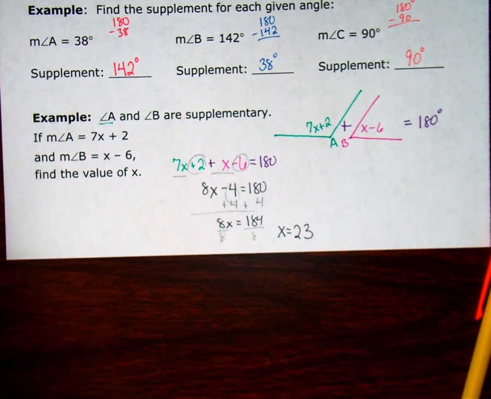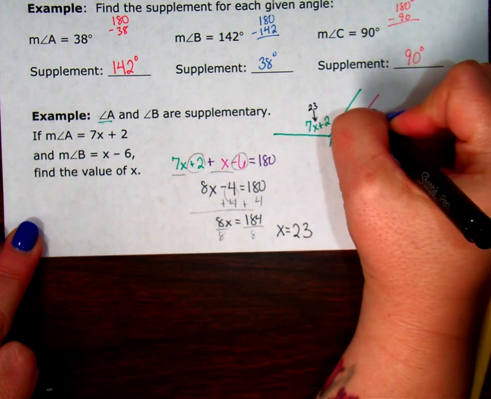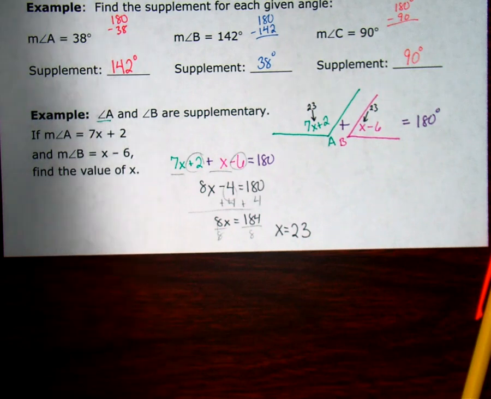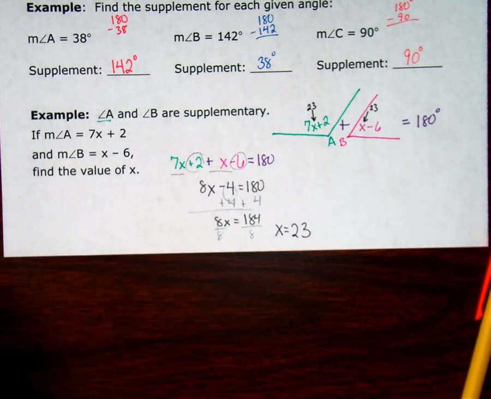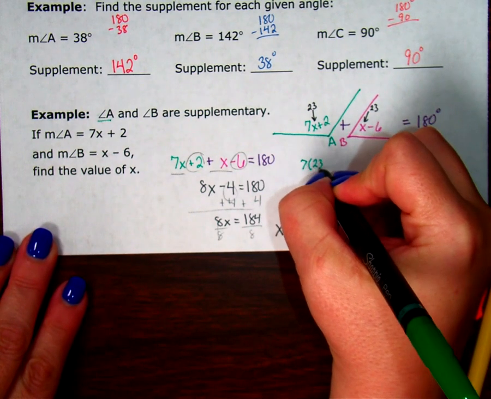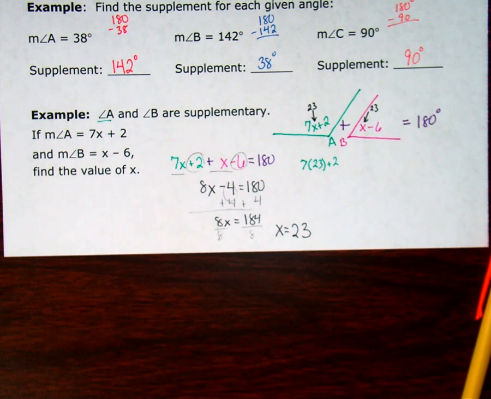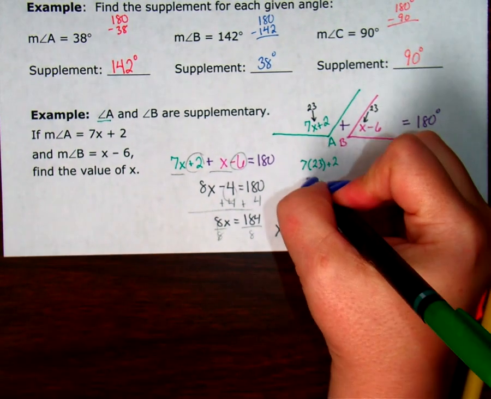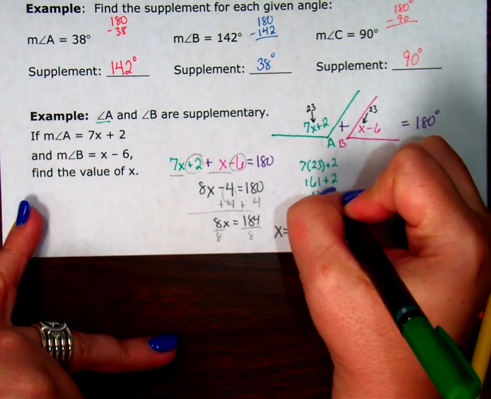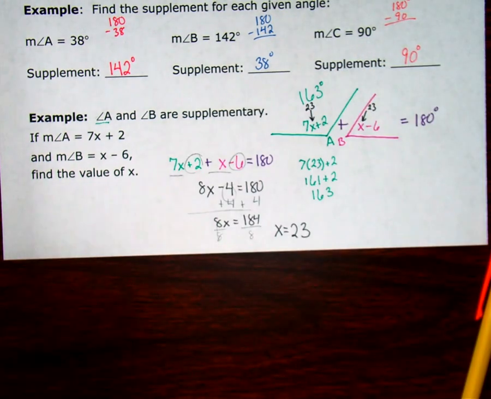But before I put a box around it, I'm just going to check my answers real quick to make sure. If I put a 23 in here, and I put a 23 in here, and find out how big each of those angles are, they should add up to 180. So let's check the green angle. My angle A is going to be 7 times 23 plus 2. So 7 times 23 is 161, plus 2 is 163. So this angle is 163 degrees.